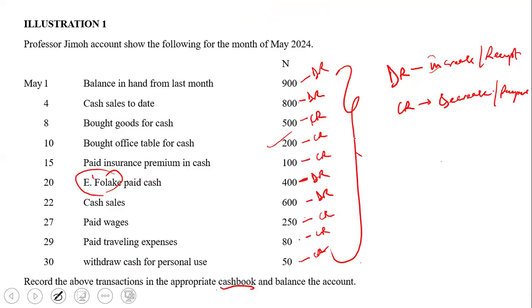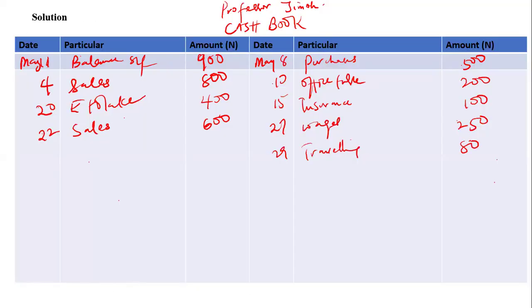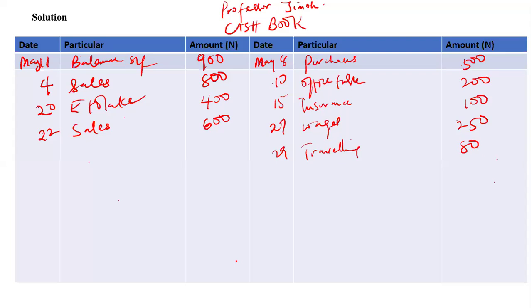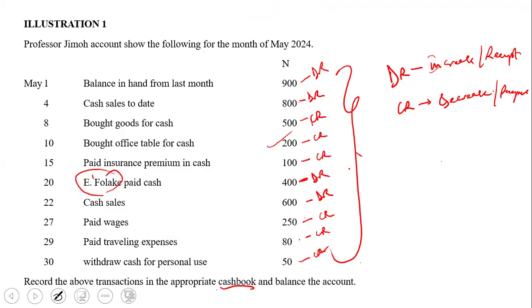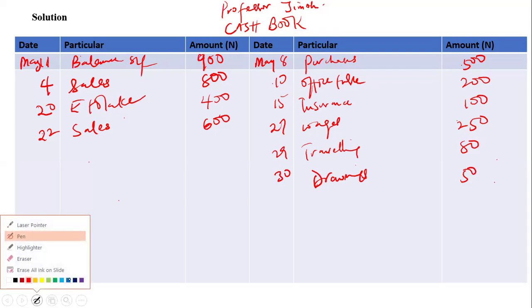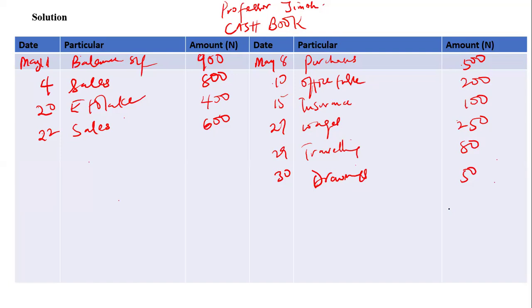Traveling expenses, that is 80. We move on. Is that all? No. So what's the next thing we move to? Cash withdrawn for personal use. That is also an expense, 30. We call it drawing. And what is the amount? 50. Now we are at the point where we get our balances.